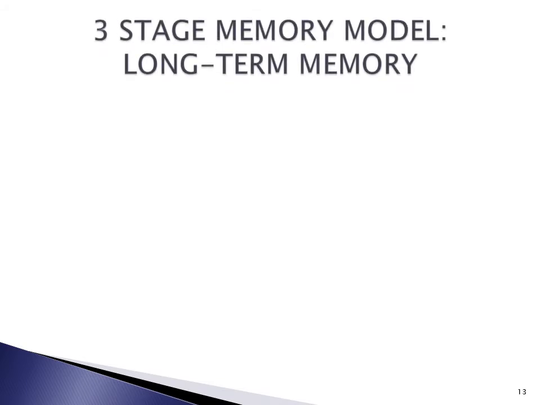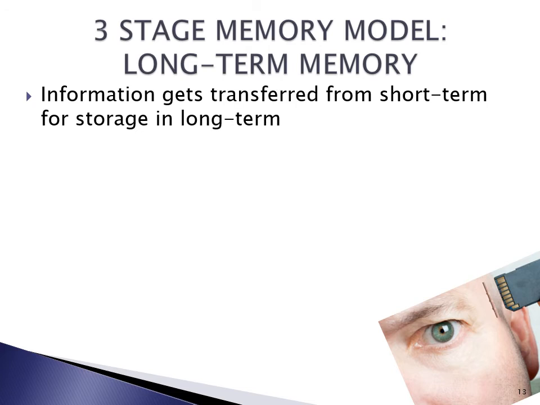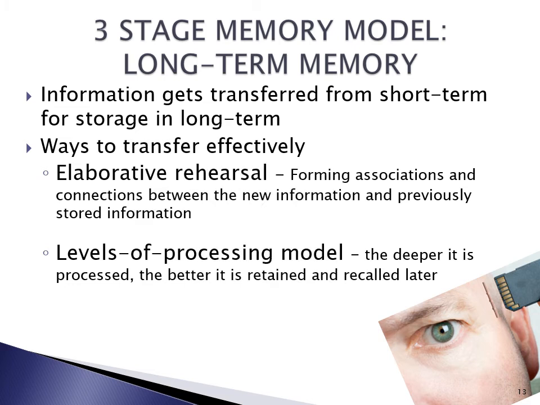All right, let's talk about long-term memory. So long-term storage memory is where information that is kept and processed remains. So this is where we keep it all. How do we get it there from the short term though? Mere repetition does not really do the trick. So we need a deeper level of understanding. That's when we do elaborative rehearsal, which is forming associations and connections between the new information and previously stored information.